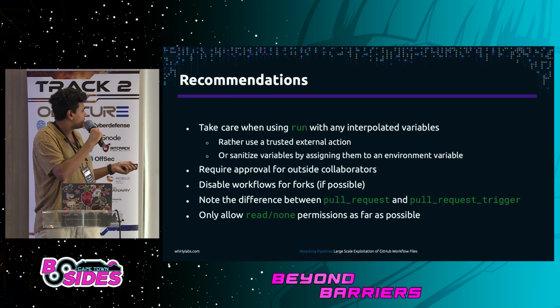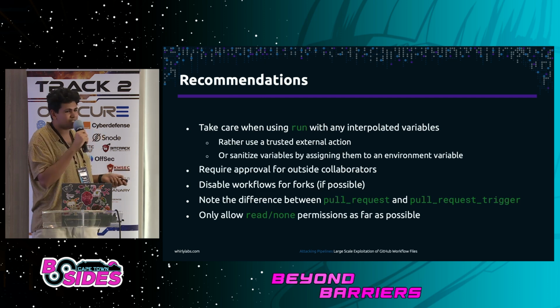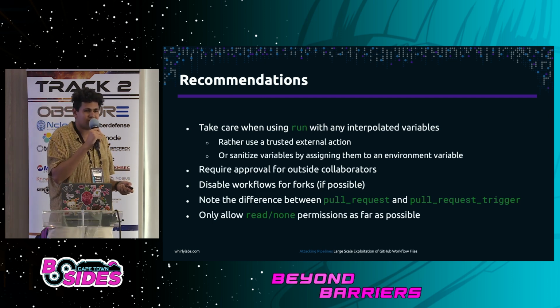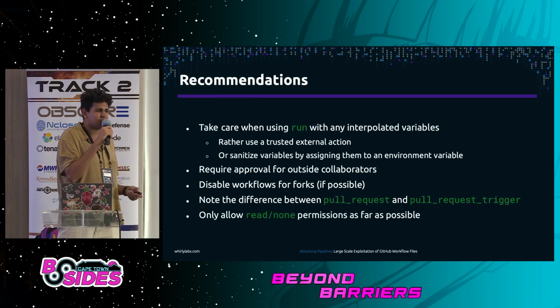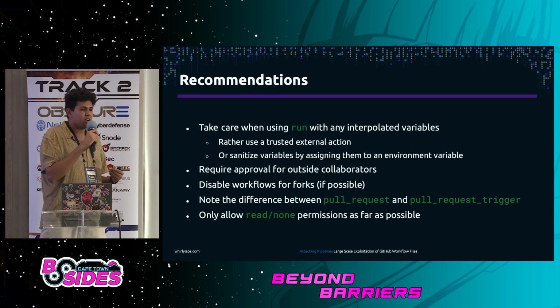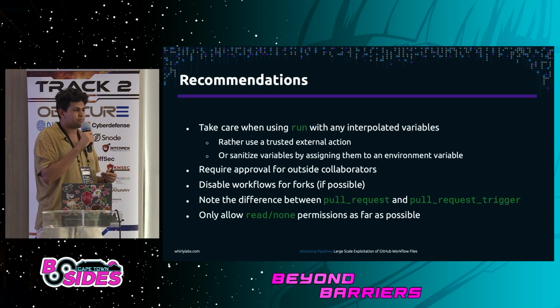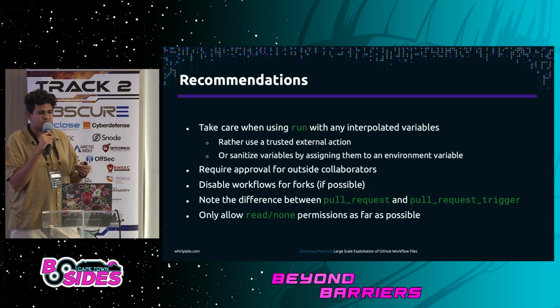Now, the difference between pull request and pull request trigger is a great example of GitHub's brilliant documentation for their actions. If you haven't used actions before, one of the things that you always have to set up is the thing that triggers your action. That is set by the on keyword. So you can choose different events that would trigger your action. For example, if someone creates an issue, an action would run.